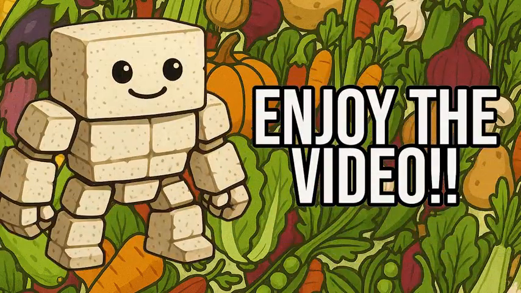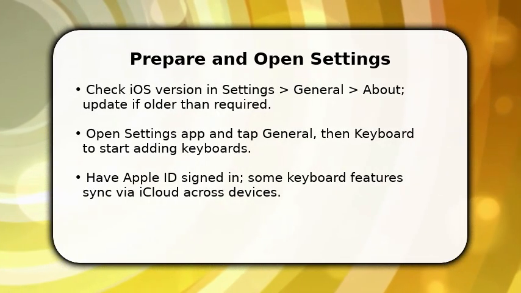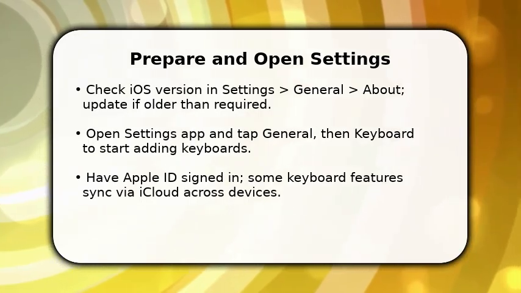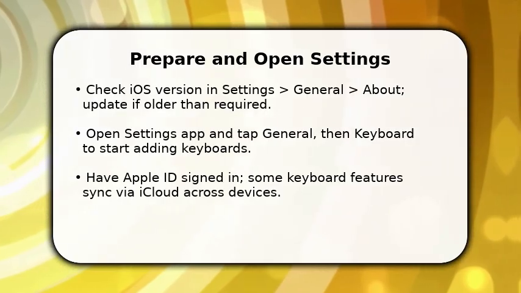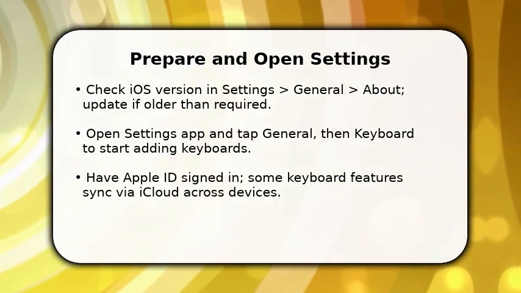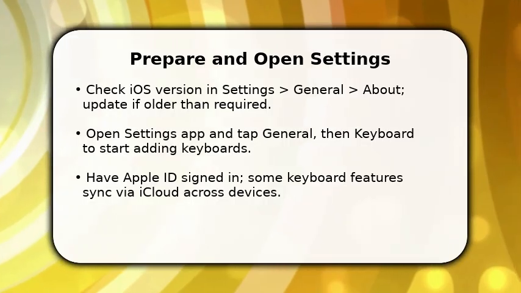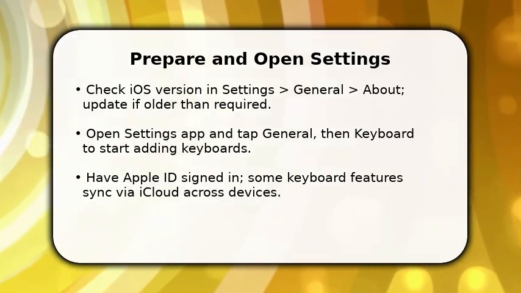Please enjoy the video. You'll start by confirming your iPhone is ready and then open Settings to begin. First, check iOS in General, About, so emoji support matches your needs. Once done, go back and tap General, then Keyboard to access keyboard settings.